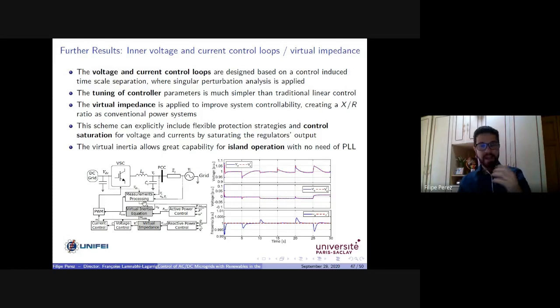But if I'm dealing with a grid forming system, I need to take care of who is providing the frequency response to the grid, the isochronous control. But when I'm in droop control, I can share the power by doing this approach here.